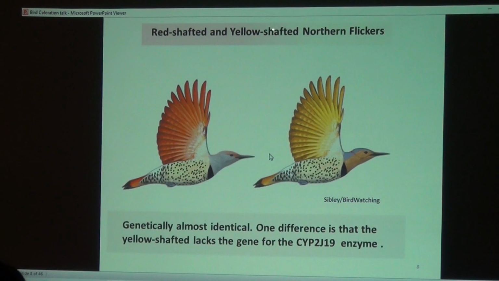This is the northern flicker. This is the red shafted, which you see in the west. These are subspecies, the red shafted and the yellow shafted. This is present in the western US, and this in the east, and in the middle there's a hybridization zone. The genes of these two subspecies have been compared, and they're almost identical. One of the differences is that this yellow shafted is missing this enzyme that I talked about that converts yellow to red.